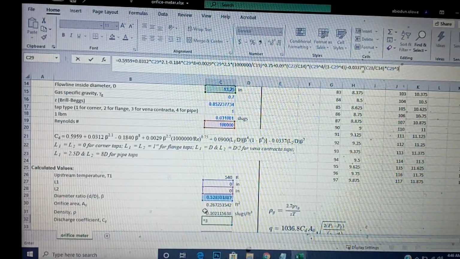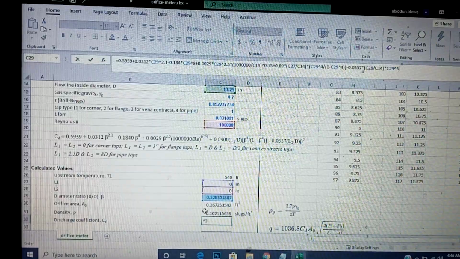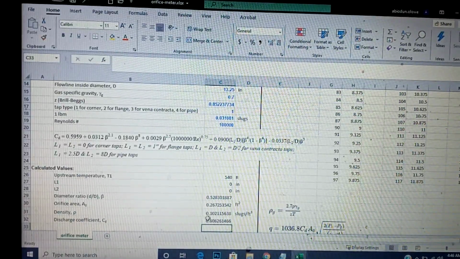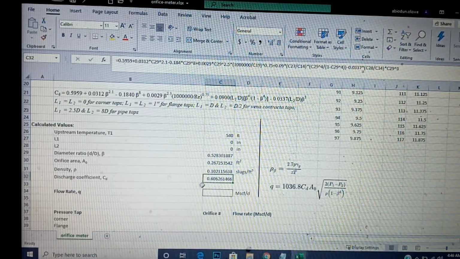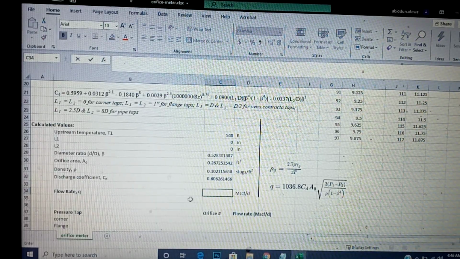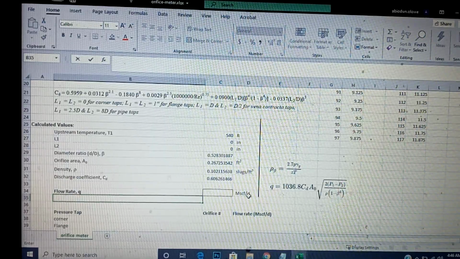That's it. If Excel doesn't make noise, it means all the brackets are properly closed. Good. So that's my discharge. That's the longest thing there. Now we need to find the flow rate. We want to find the flow rate in mega standard cubic feet per day.